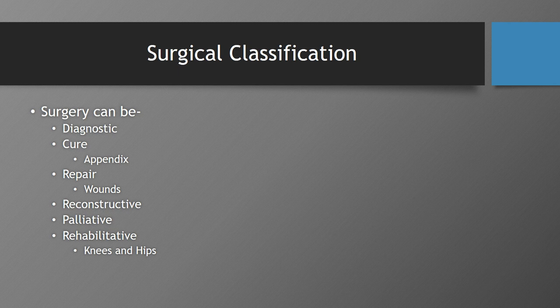All right, so we have surgical classification. Surgery can either be diagnostic, which means they go in and they're actually looking around for something. It can also be a cure, whether they're removing your appendix or removing benign tumors or a problem that's causing your illness. They can also do repair, such as wounds, decubitus ulcers, wounds on their legs and butts, bony prominences, things they can clean out, sew up, and help heal on their own. They can do reconstructive, which is more like breast or tummy tucks, and I think it's probably more elective.